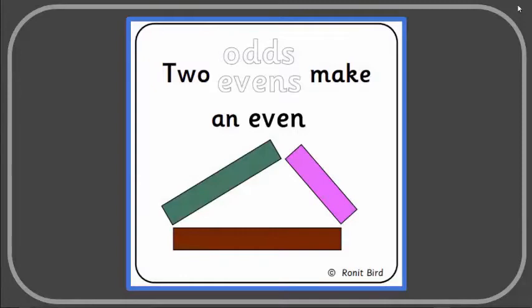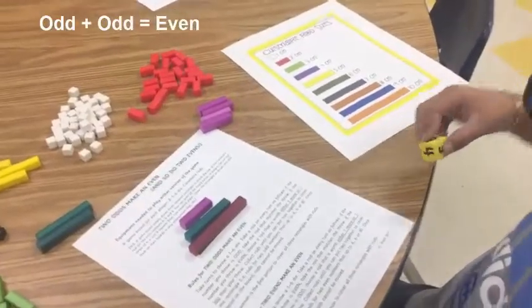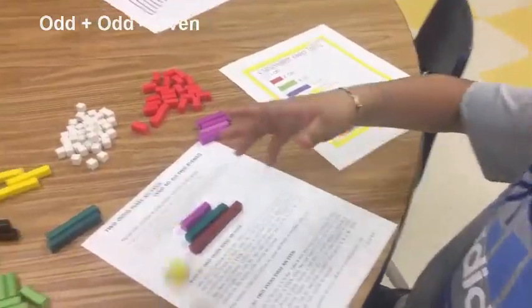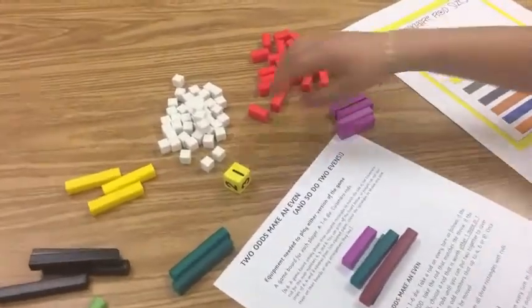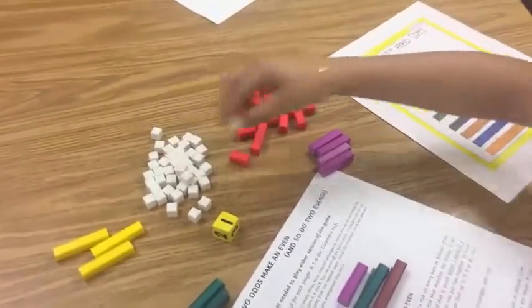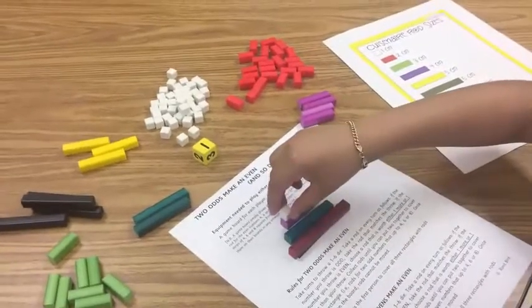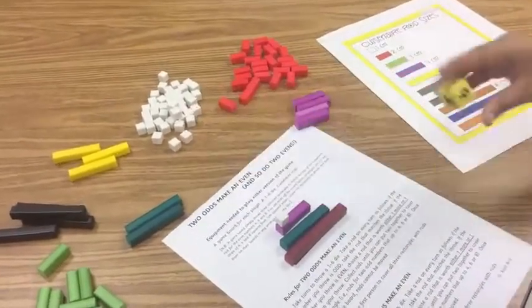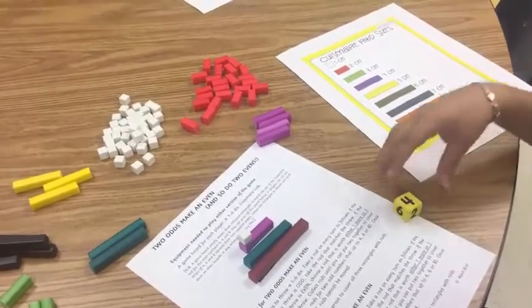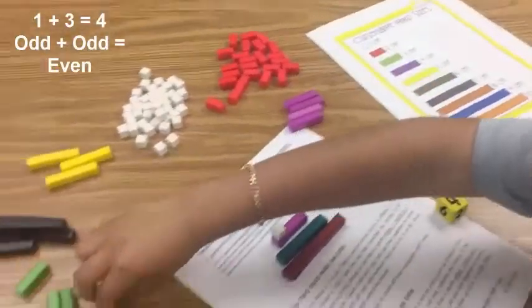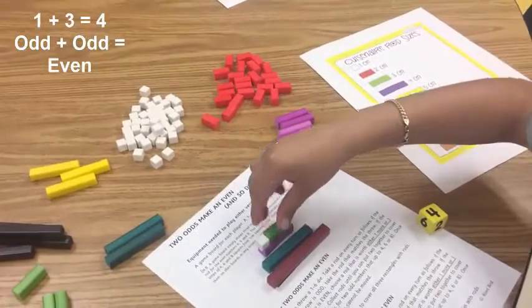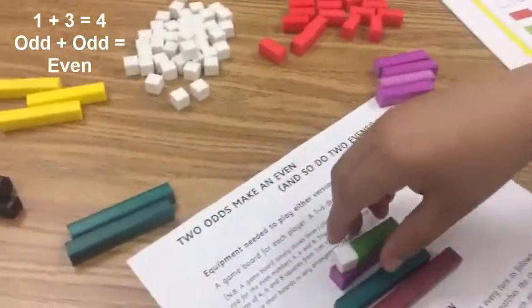To explore adding odds to odds and evens to evens further, students can play 2 odds make an even using Cuisenaire rods. The directions to this game are included below the presentation. Okay, so roll your dice and see if you get an odd or an even number. Okay, it's a 1. Is that odd or even? Odd. Okay, roll your dice again. It's a 4, so I might need a 3. A 3. So you can pick one that's 1 less or 1 more, and you completely covered a rod.